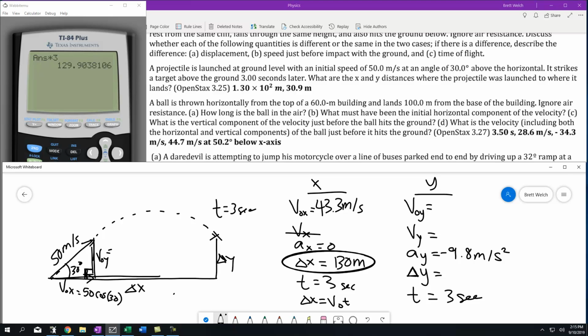V naught y would be 50, the hypotenuse, times the sine of 30. Now the sine of 30, for those of you who are real comfortable with your trig and your right triangle trig, that's half. So this turns out to just be 25 meters per second. You put that in the calculator if you want to calculate it yourself, but I think I'm going to go through equation number 2 in terms of our kinematics.